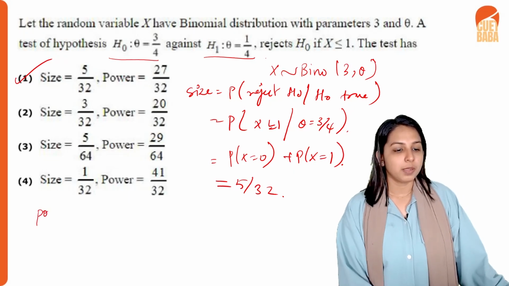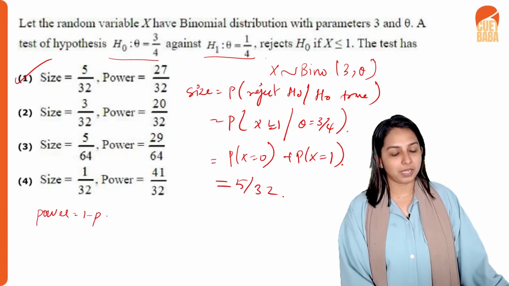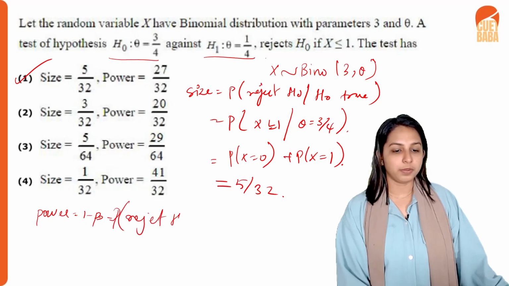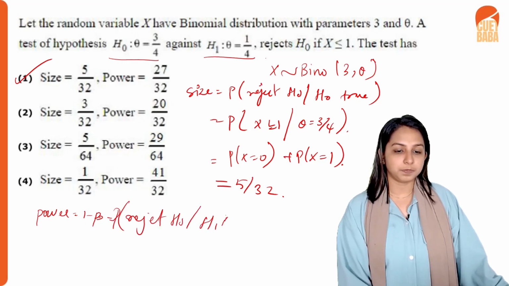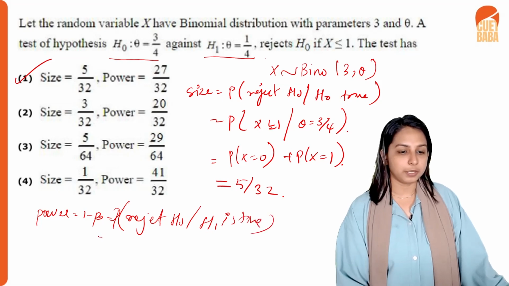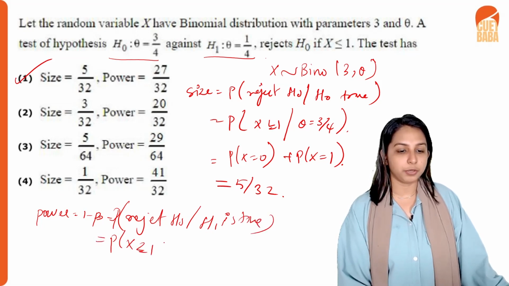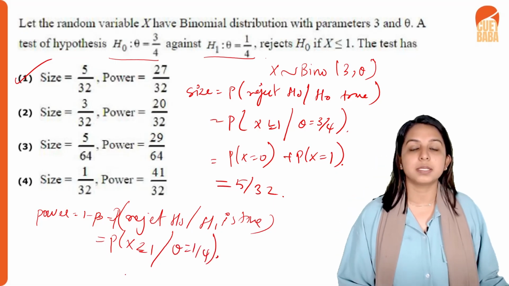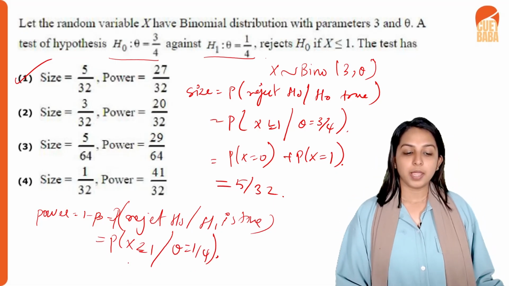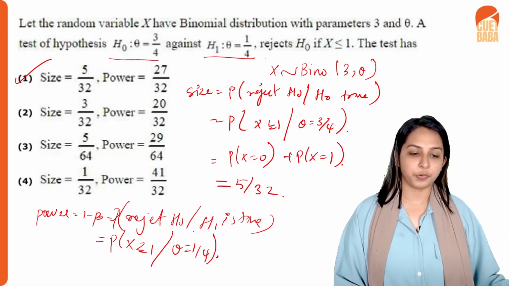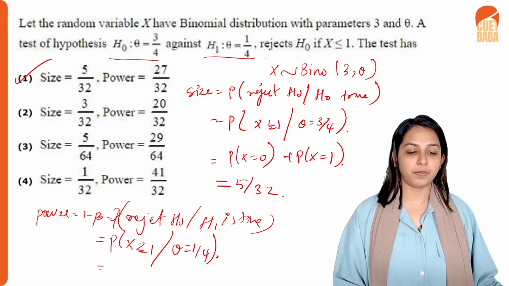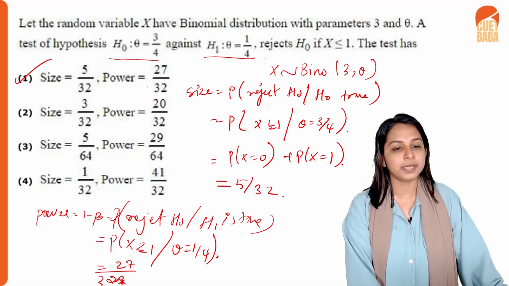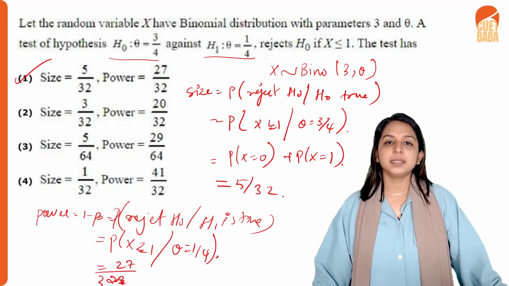So we have power is equal to 1 minus beta, which will be equal to probability of rejecting H0 given that H1 is true. That is equal to probability of x less than or equal to 1 given that theta is equal to 1 by 4. So again we can substitute the values of theta into the binomial distribution equations and find out, and finally we'll get the answer as 27 by 32. That is, option 1 will be the right answer.